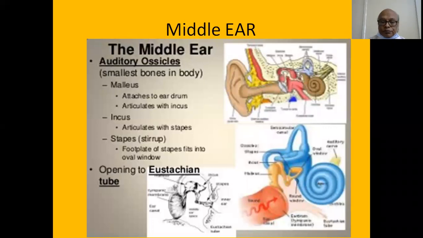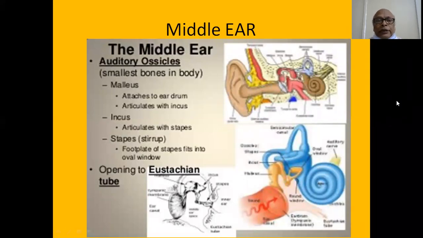Epitympanum is above, whereas the mesotympanum is the tympanic cavity just corresponding to the tympanic membrane, and the hypotympanum is just below the level of the tympanic membrane. The area of the tympanic cavity close to the opening of the eustachian tube is called protympanum.